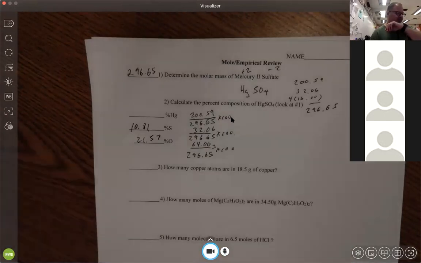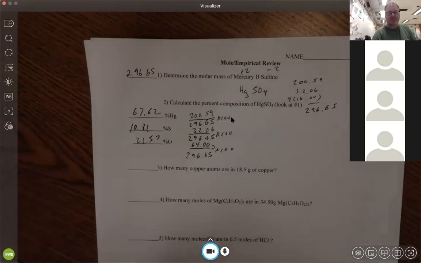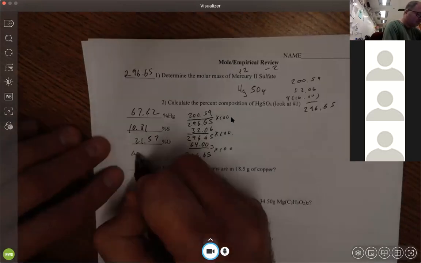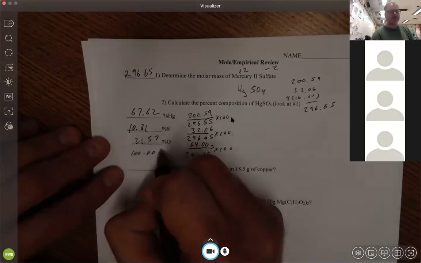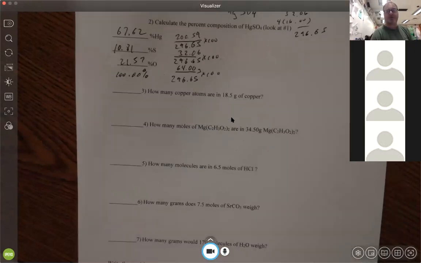200.59 divided by 296.65 times 100. The answer is about 67.6184. A good check for this is to add all these up and see if it adds up to 100. 67.62 plus 10.81 plus 21.57. It's 100. So there we go. Remember, tomorrow you may want to have some scrap paper ready for you while you take the test. That way you can write all these things out like this quite easily.